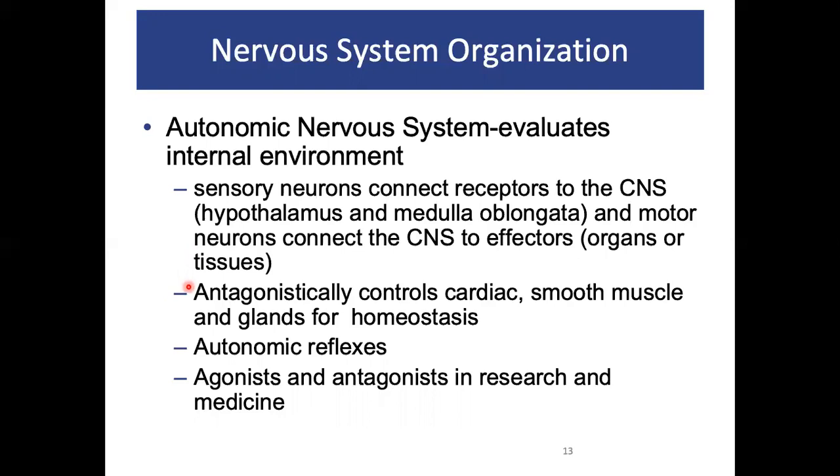So they antagonistically control cardiac muscle, smooth muscle, and glands for homeostasis. These lead to your autonomic reflexes, and there are agonists and antagonists in research and medicine. So agonists mimic neurotransmitters, and antagonists block or inhibit neurotransmitters. Agonists are like analogs of neurotransmitters or hormones, and antagonists block that.